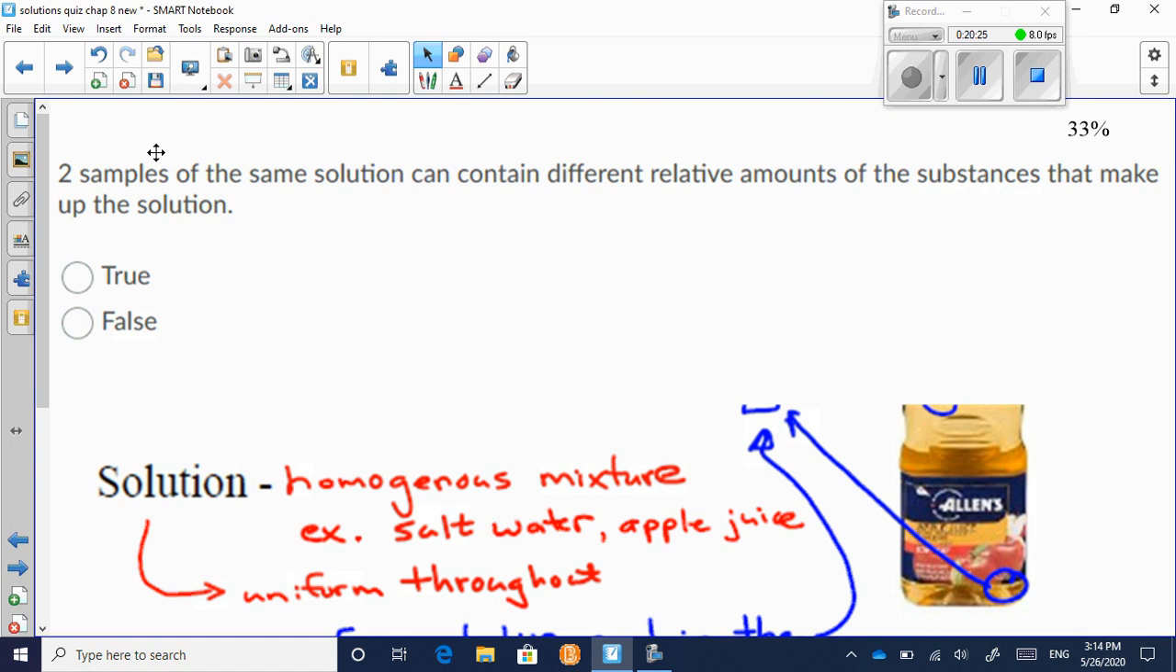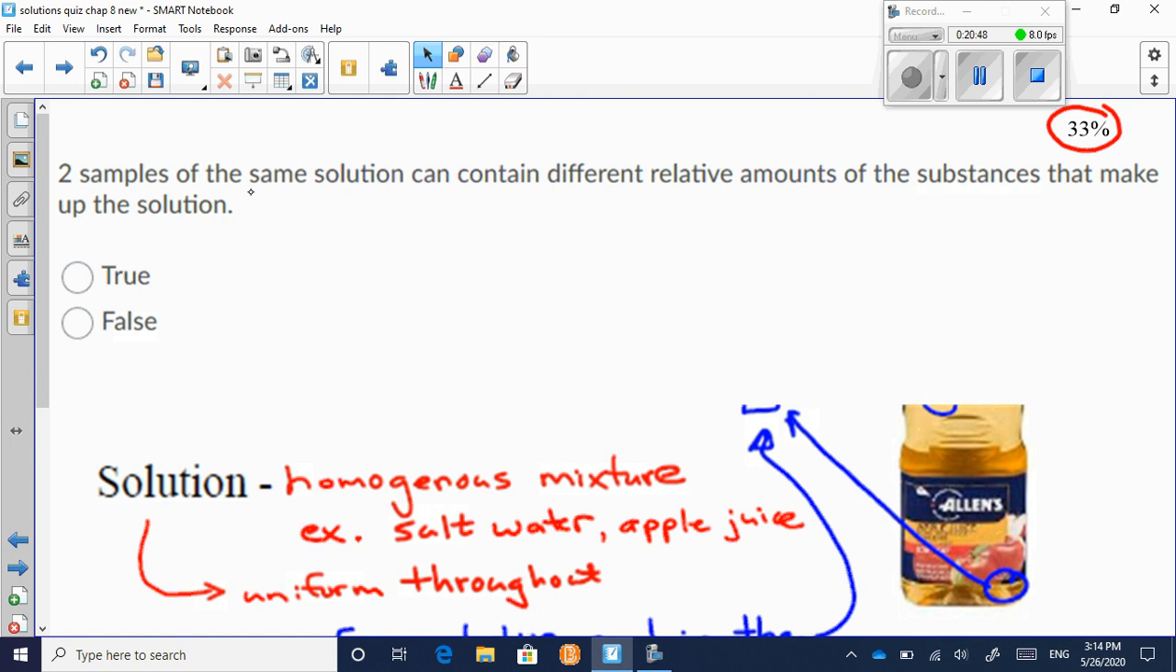Here was the next one. 33% got this one right. So there's clearly some little concerns here. It says 2 samples of the same solution can contain different relative amounts of substances that make up the solution. So I can see why this one maybe led to some difficulties, but I want to emphasize something here.